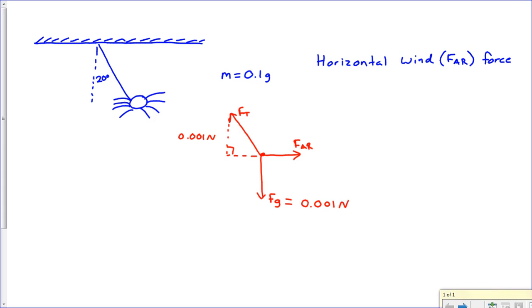We know that this angle here is 20 degrees, and we know that this angle down here is 70 degrees. All right, so if you do some trigonometry on that, you should find that we get sides here of 0.00106 for the hypotenuse there, and for this side on the bottom, the horizontal component of this, you should get 0.00036 newtons.